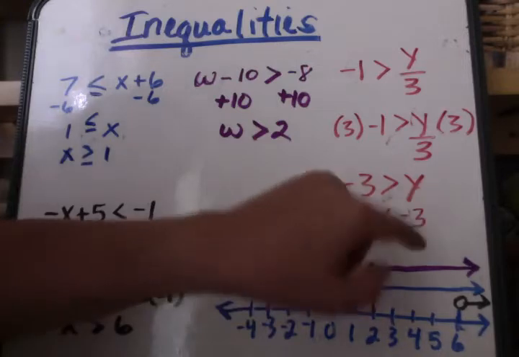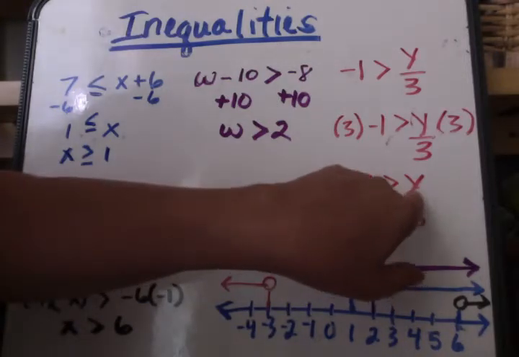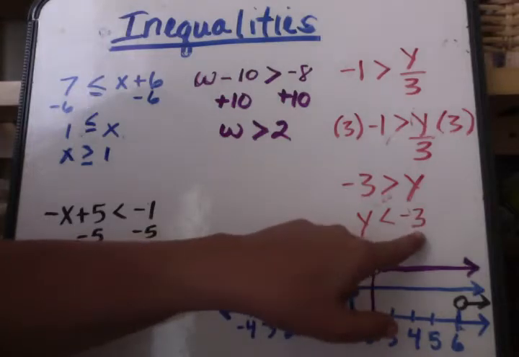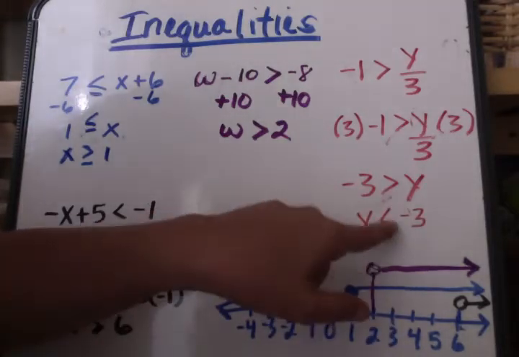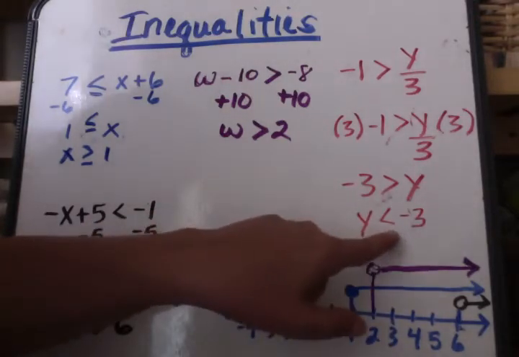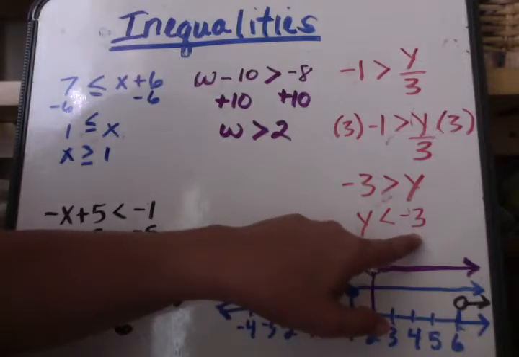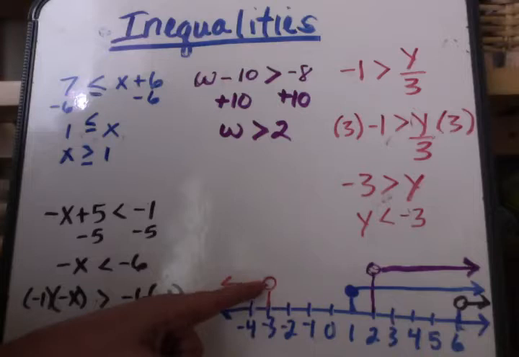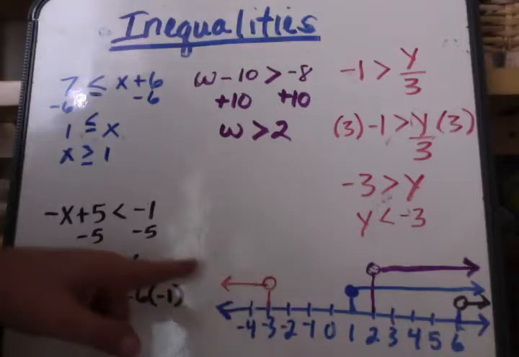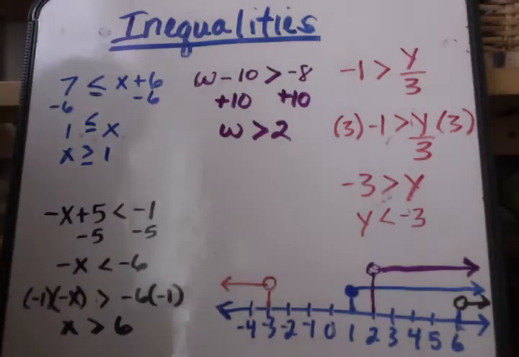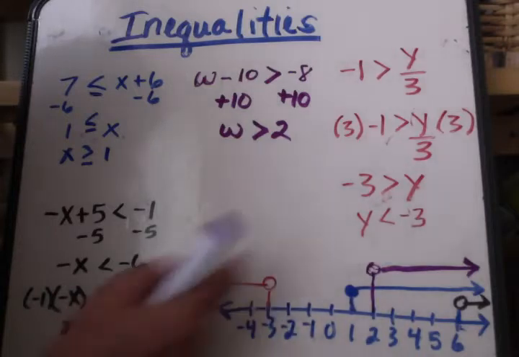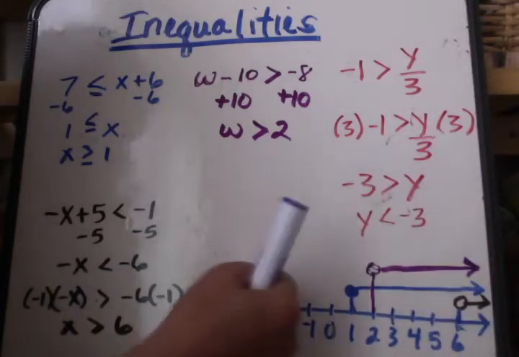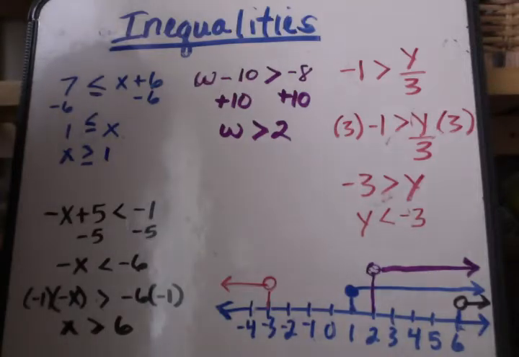And again, just for readability and easier for me to graph it, I flip those two around. And if I flip those two around, then I flip the sign around. So my answer is going to be y is less than negative 3. And if I graph that right here, it's an open circle at 3, and it's y less than 3, so 3 is to the left. So I go this way. And again, if you look at the less than, the arrow direction is going this way. So it'll help you with that.